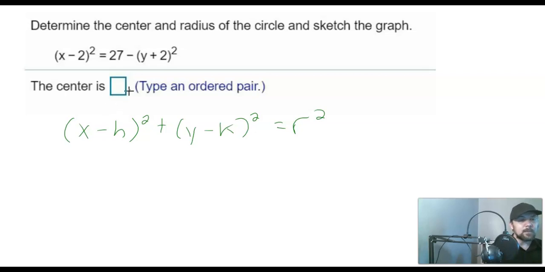And so what's different about this equation is that the y variable is on the right-hand side. We really want it to be on the left-hand side.